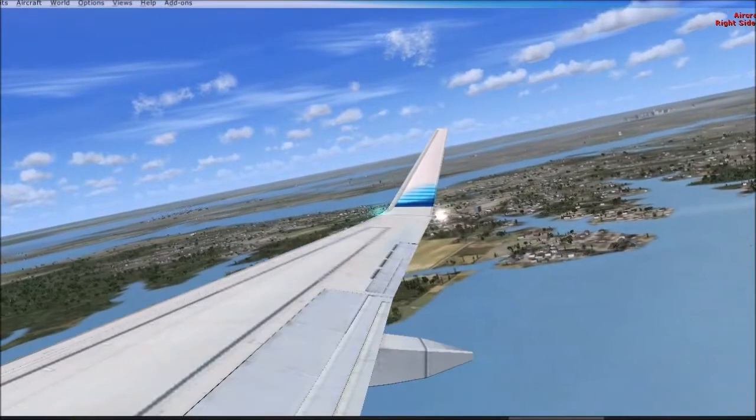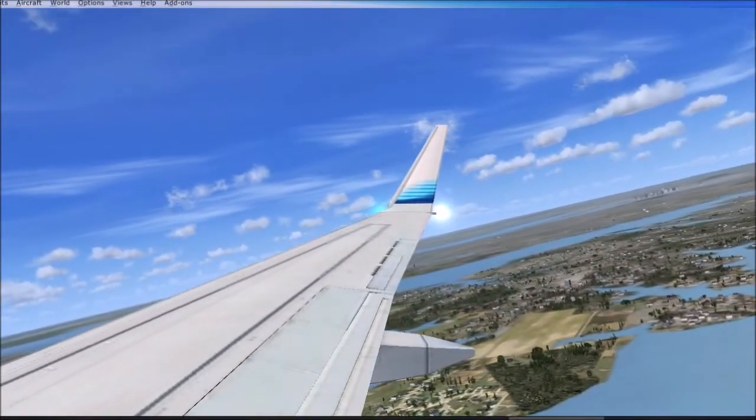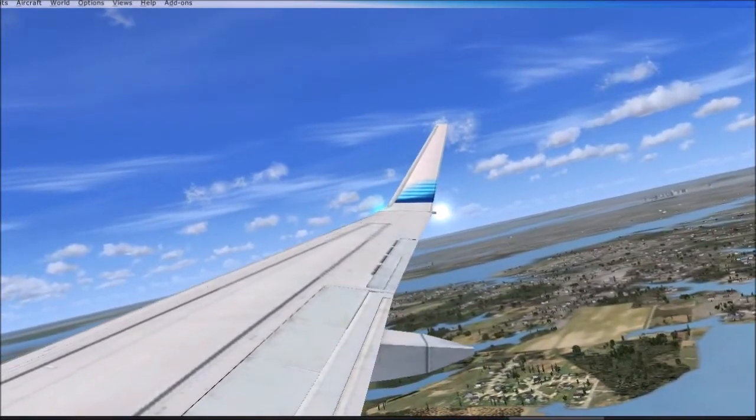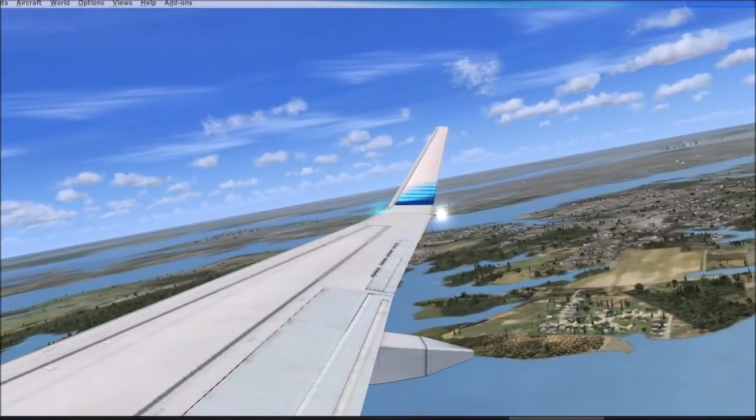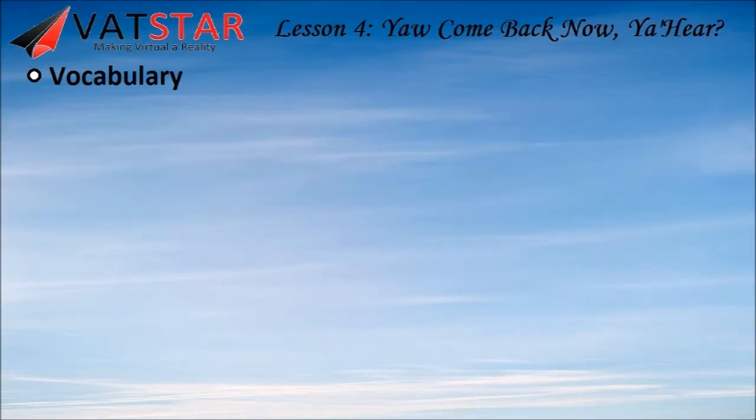Here's an example of the control surfaces on the wing of an airplane, and as you can see, they deflect the air up or down, which changes the way the plane is tilted with respect to the earth. These control surfaces are manipulated by controls in the cockpit, either by the pilot or in some cases by the airplane itself. And we'll come back to that and talk in more detail about what those are called and how they work later on in this lesson.